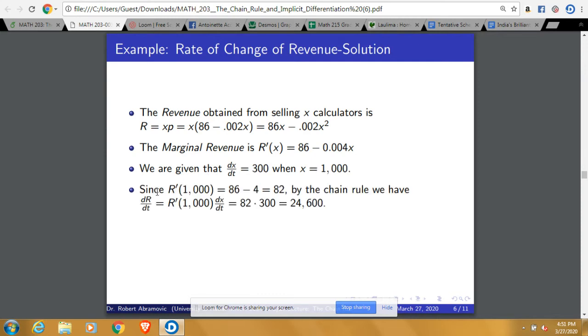Now notice R prime, the marginal revenue. We can compute the marginal revenue at the production level of 1,000, after 1,000 calculators have been manufactured. This is just going to be 86 minus 0.004 times 1,000. The decimal place moves 3 units to the right, so it becomes 4. 86 minus 4 is 82. So that means that after 1,000 calculators have been produced, the rate at which the revenue is increasing per calculator produced is $82.